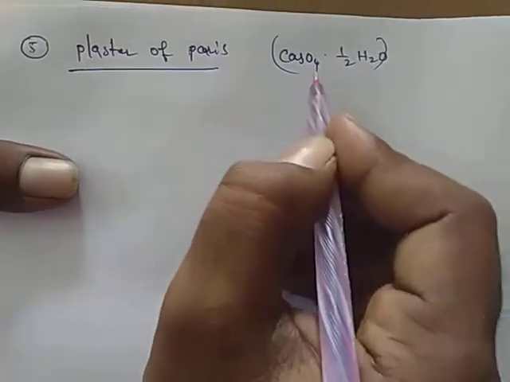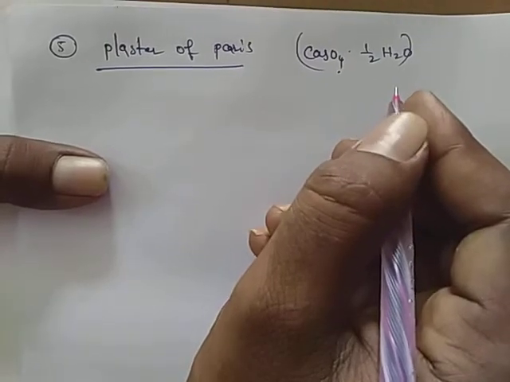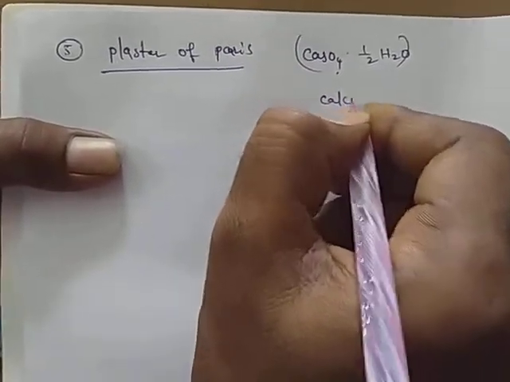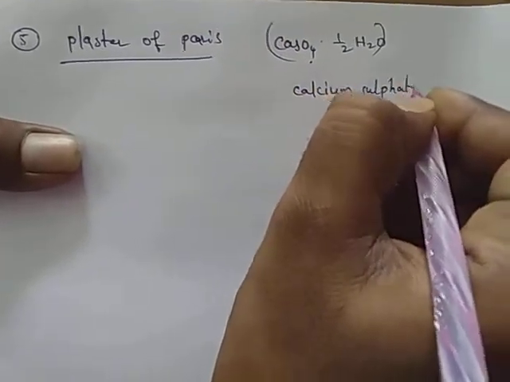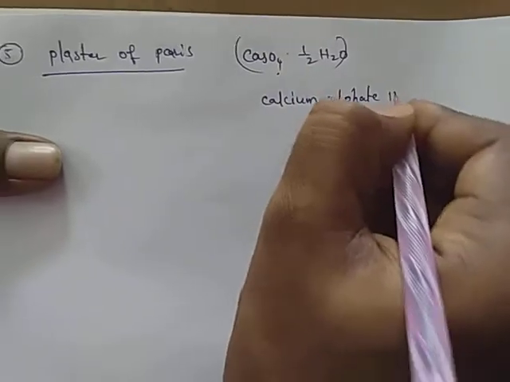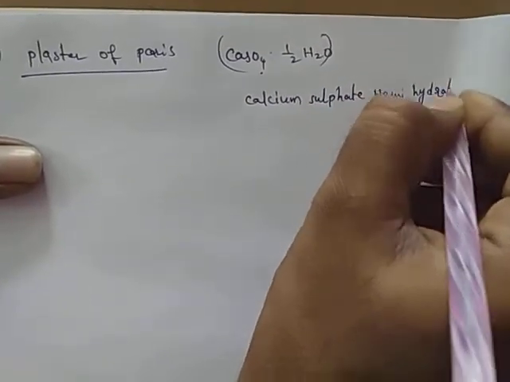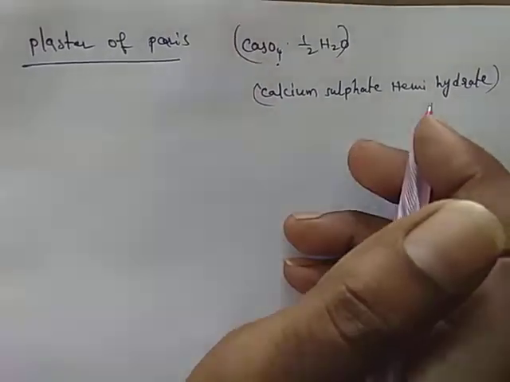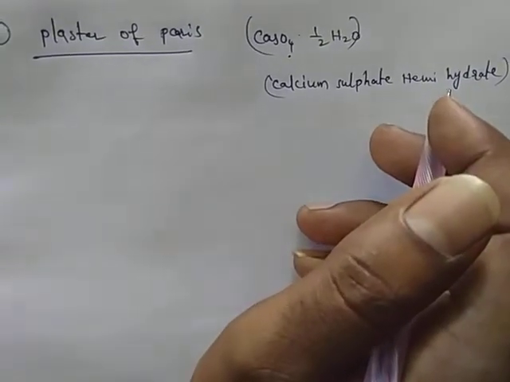What is the chemical name of CaSO4·½H2O? Calcium sulfate hemihydrate. This is the chemical name of plaster of Paris. And how can we prepare this plaster of Paris?